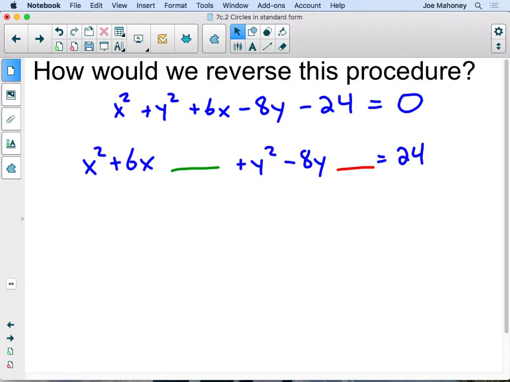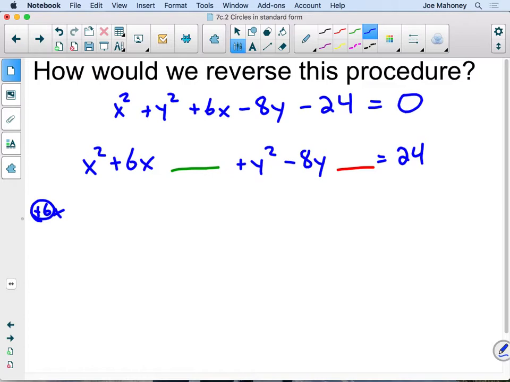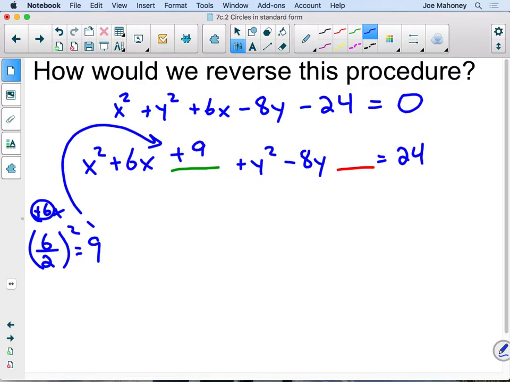Oh, you're so good. So let's talk about completing the square. You remember that? Oh, boy. So we take our 6x. And all I want to look at is the 6. I'm going to take the 6, divide it by 2, and square that number. And that's going to give me 9. And the 9 is what goes in my blank space, baby. And I'll write your name.